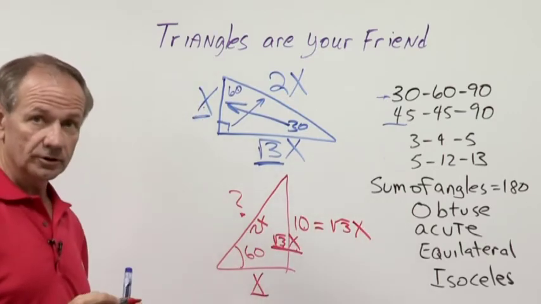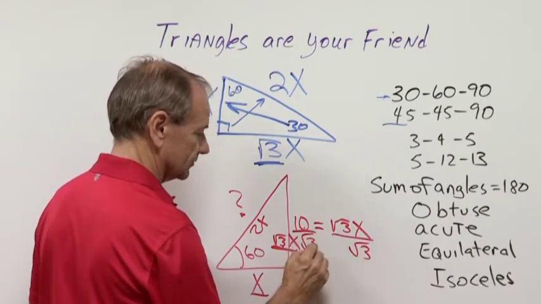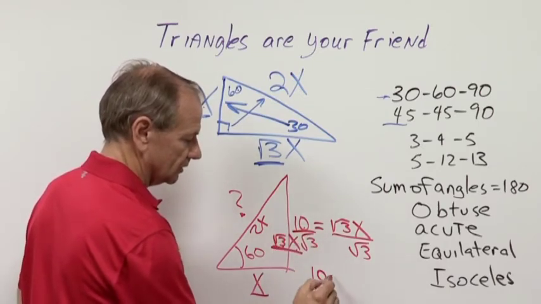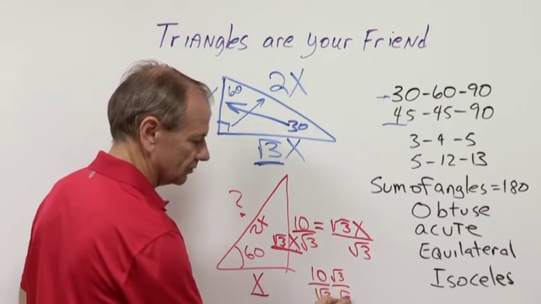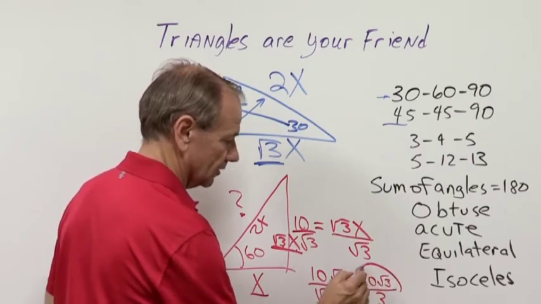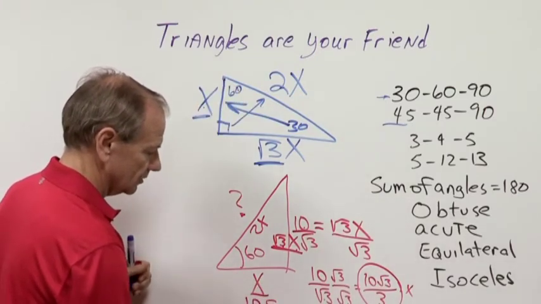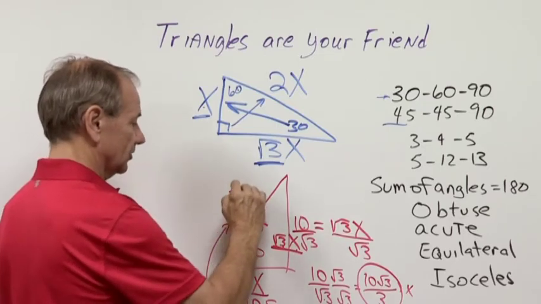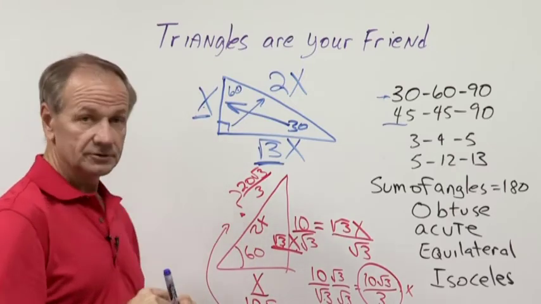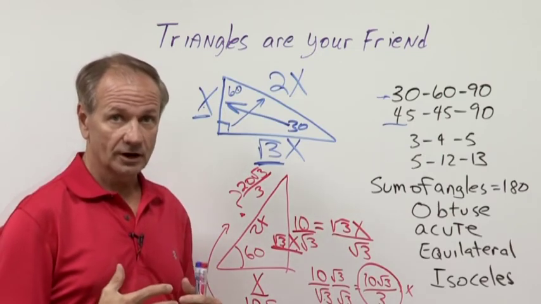10 is equal to the square root of 3 times x. Now we're going to divide both sides by the square root of 3. We're solving for x. Remember, when you do this, you're going to have to multiply the 10 over the square root of 3 times the square root of 3 over the square root of 3. This gives me 10 square roots of 3 over 3. So that is equal to x. That's what this would be, 10 square roots of 3 over 3. Now that makes this side 20 square roots of 3 over 3 because it is 2 times as big as this one. So hopefully this gives you a little bit of insight on the 30, 60, 90 triangles.